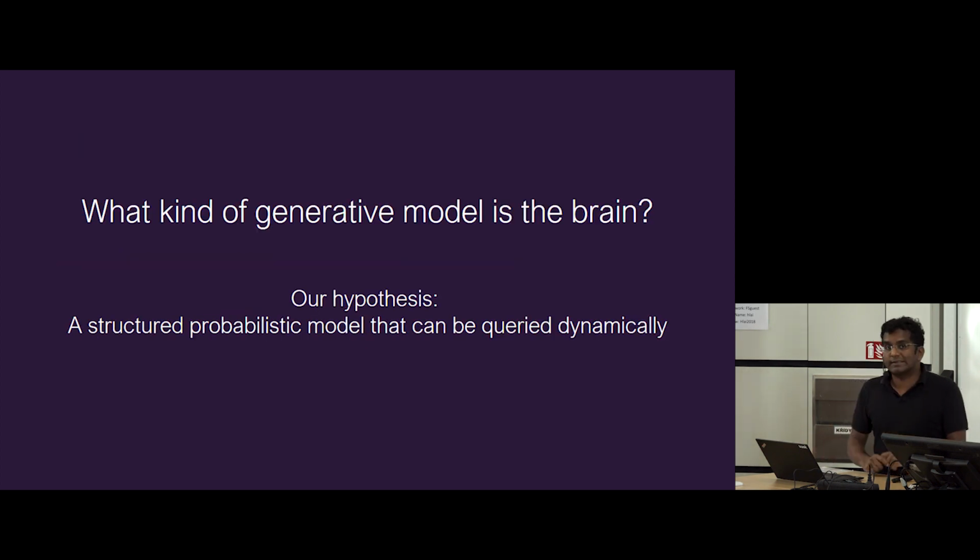So our hypothesis is that the brain is a much more flexible generative model. It's a structured probabilistic model that you can query in many different ways. You don't need an auxiliary network to query that generative model. You can ask it many different questions that you did not think about while training that generative model. So I will go through some examples of it as concrete instantiations.